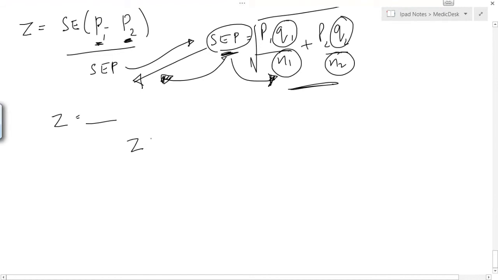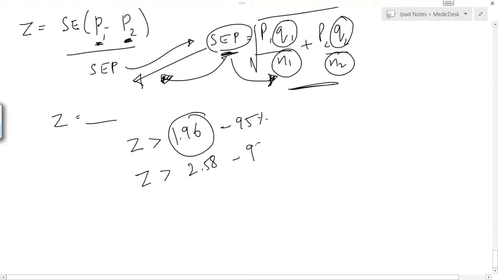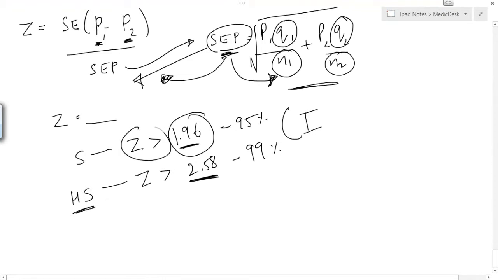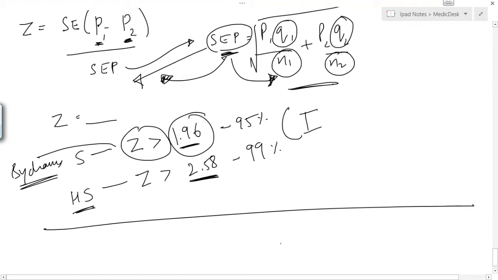Now if the Z value is greater than 1.96, this indicates 95% confidence interval, while Z of 2.58 indicates 99% confidence interval. So if the Z is more than 1.96, it is significant. If it is more than 2.58, it is highly significant. If it is less than 1.96, then it is by chance and not significant. So that was the z-test for the qualitative data.